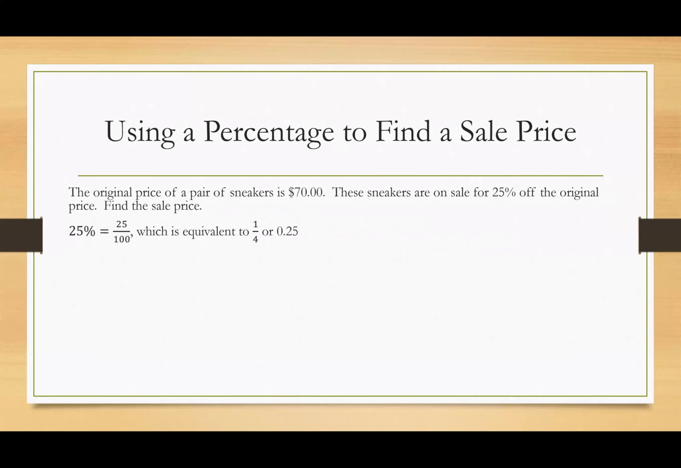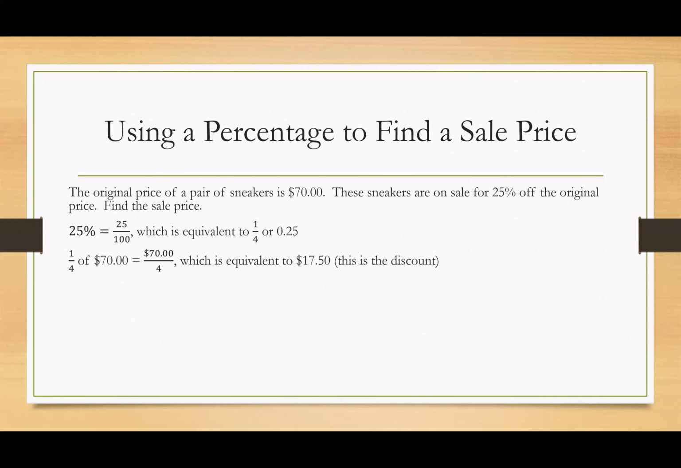One thing that you could do is convert 25% into either a fraction or a decimal. So 25% is equal to 25 divided by 100, which reduces to 1 divided by 4 and is also equivalent to 0.25. 1/4 of $70 is equal to $70 divided by 4, which is equivalent to $17.50. But this is the discount, and you were asked to find the sale price.